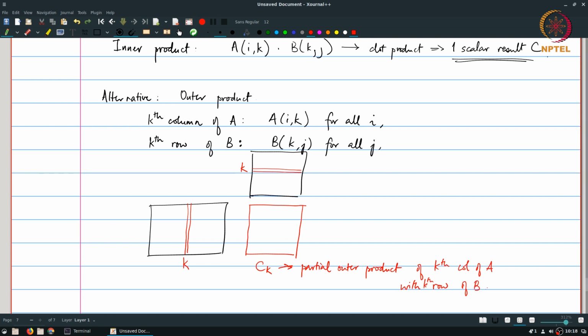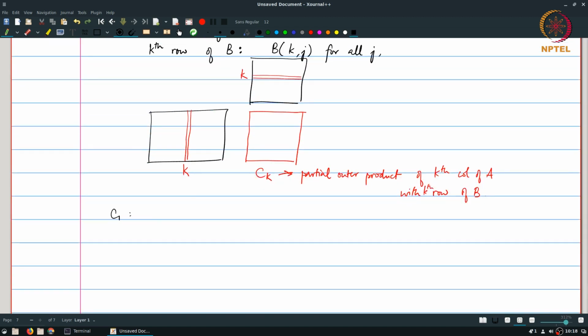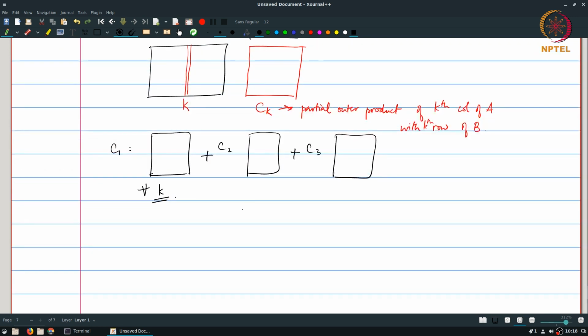In this way, I can create several different partial products, C1, C2, C3 and so on, each corresponding to a different value of k. And now by adding all of these together, I will get the result. C will be the summation of these Ck matrices, which are in turn outer product matrices.